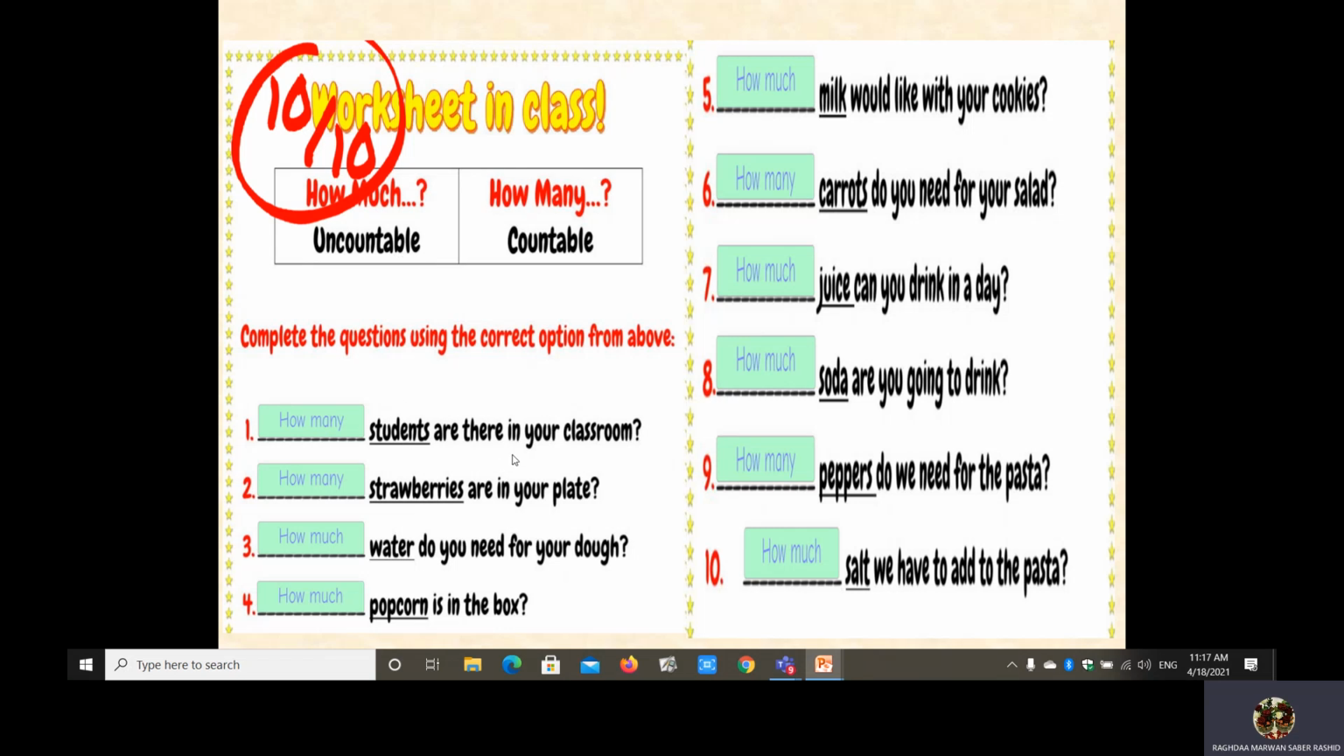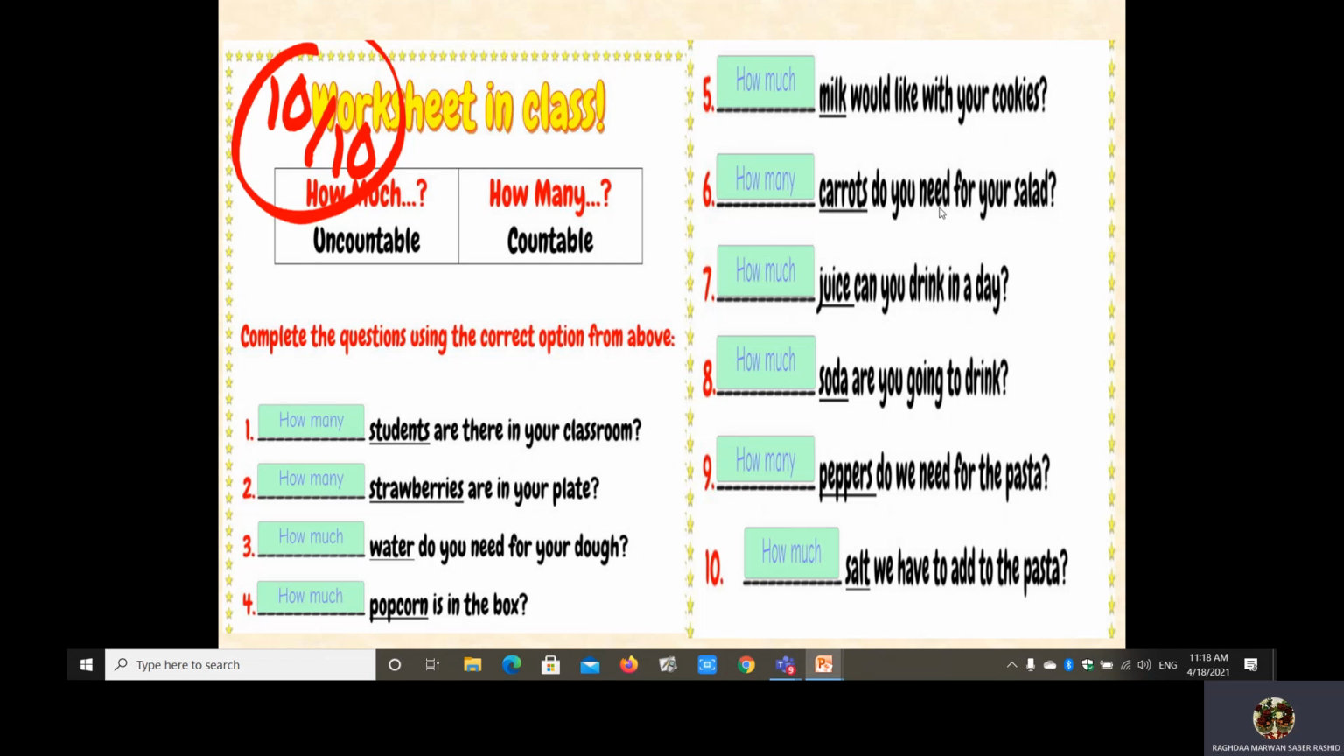Fill in the gaps with how much or how many. How many students are there in your classroom? Because students are countable, we use how many. How many strawberries are on your plate? How much water do you need for your dough? How much popcorn is in the box? Because we have water and popcorn, uncountable nouns, we use how much. Also with milk. How much milk would you like with your cookies?